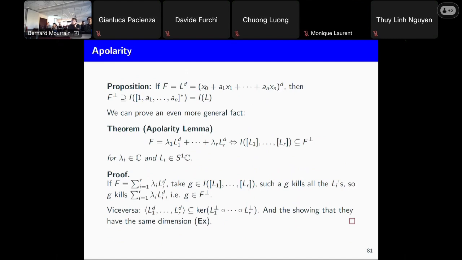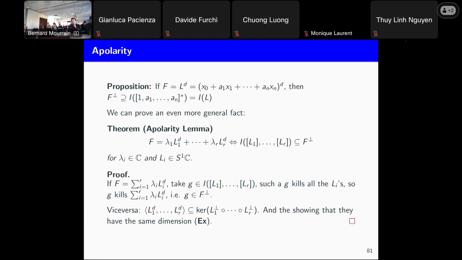So this is a proposition that says, I have some f that is the power of a linear form. And I'm saying that then I can always find, in the perp of my f, the ideal generated by the point I have here. So the ideal of the linear form.